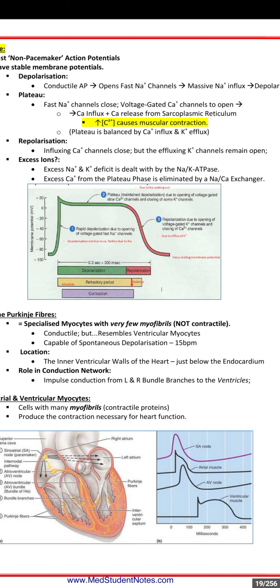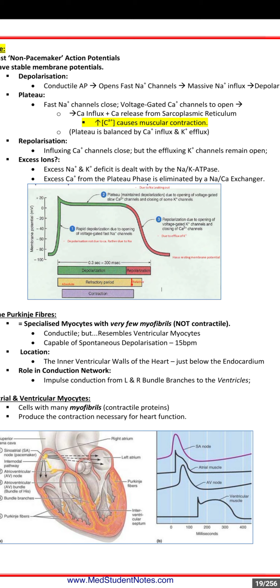So this muscle always has a stable membrane potential, and this stable membrane potential is depolarized by the sodium ion channels. The fast sodium ion channels cause massive sodium influx and cause depolarization. In the plateau phase, the sodium channels are closed.